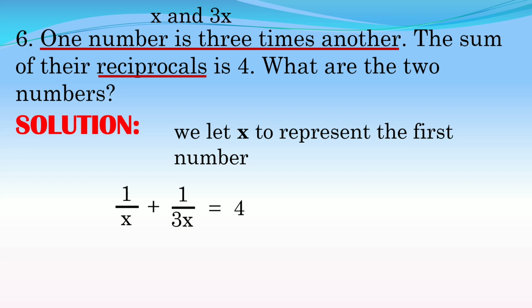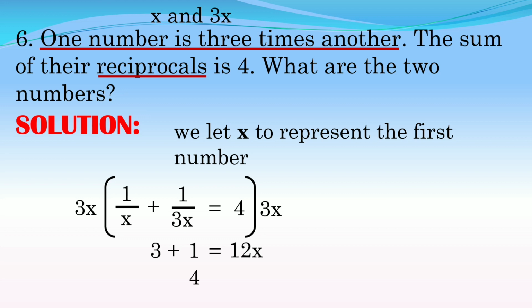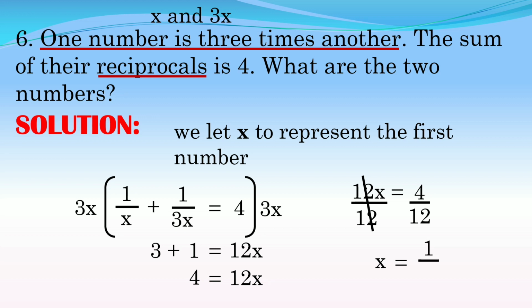Ayan, para mahanap na natin yung dalawang numbers, meron na tayong equation. So, ganun ulit, kunin natin yung common denominator nila, which is 3x. So, multiply both sides. So, we have 3 plus 1 is equal to 12x. So, 3 plus 1 is equal to 4 is equal to 12x. So, 12x is equal to 4. So, divide both sides by 12. Therefore, x is equal to 4 over 12. So, pag nilowest term siya, equal siya sa 1/3. So, yan. Meron na tayong value ni x.